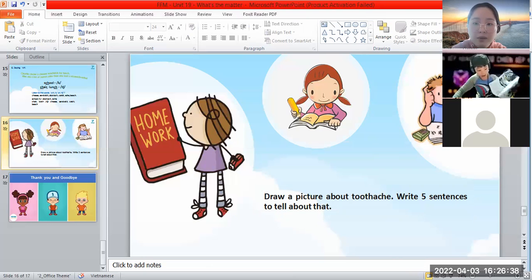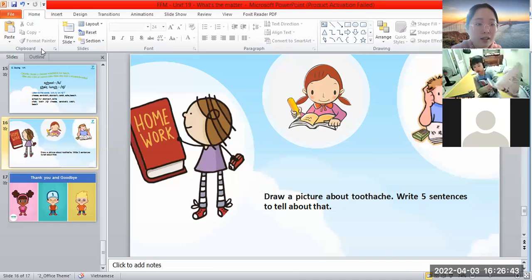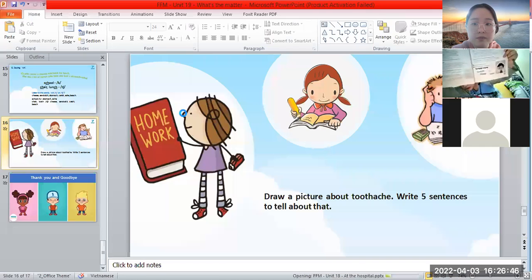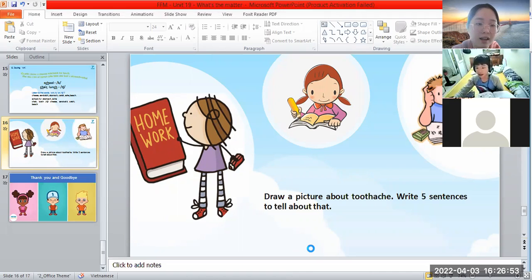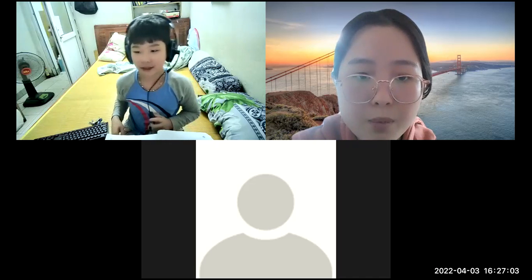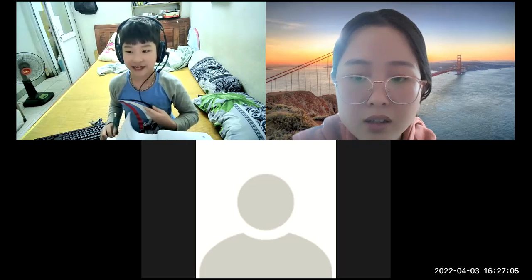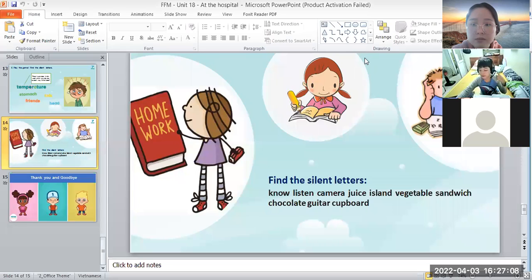Okay, tell me, what is that? Let me open it. Wait. Here. Like this. Play the game, find the silent letter. Do you remember? Okay. I will open it. Okay, so can you find the silent letters in these words?